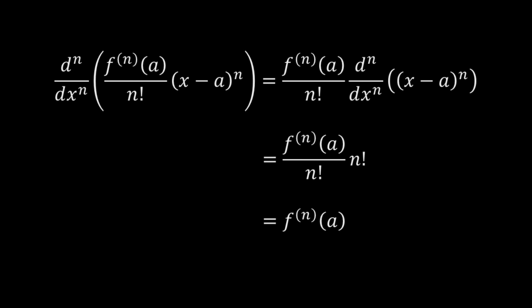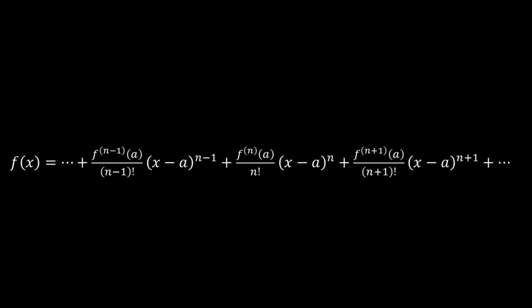So if we consider our nth term in the Taylor polynomial, these n factorials will cancel out, and we're just left with the nth derivative of the function at the chosen point. In other words, this nth term has the same nth derivative as the function. Now let's look at what happens to other terms in the Taylor series.